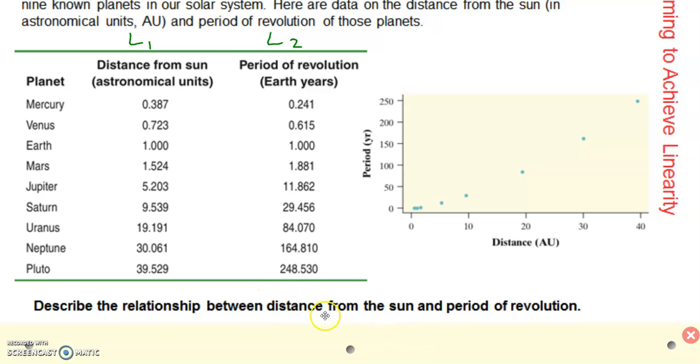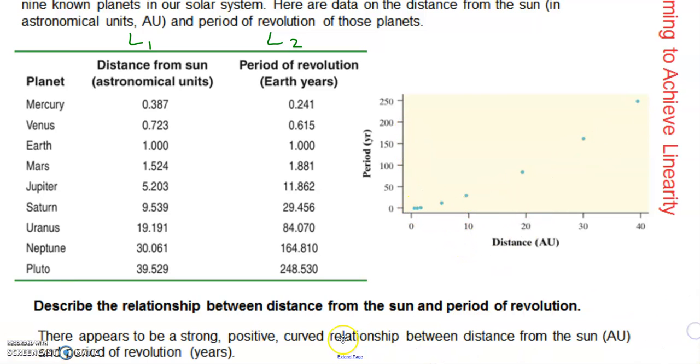But what I'd like you to do first is describe the relationship between these two variables. I hope you remember that when you're reading a scatter plot and you're asked to describe the relationship between two variables, you want to talk about form, direction, and strength. Those are the 3 words we use for scatter plots. Form is talking about the shape, so we would call this a nonlinear shape. Direction is positive. As one variable gets bigger, so does the other. And strength, how strong of a relationship is this? I would say it's a very strong, positive and curved or nonlinear relationship between distance from Sun in astronomical units and period of revolution in years.